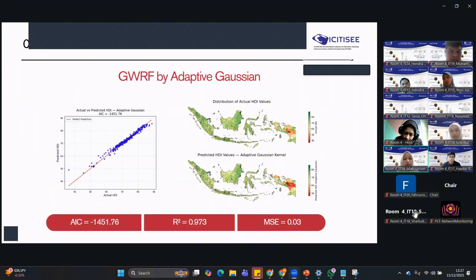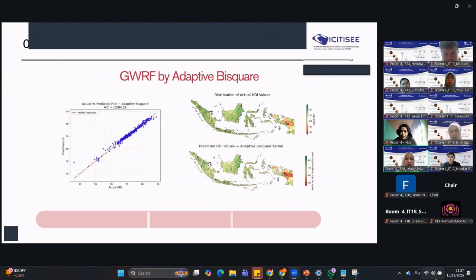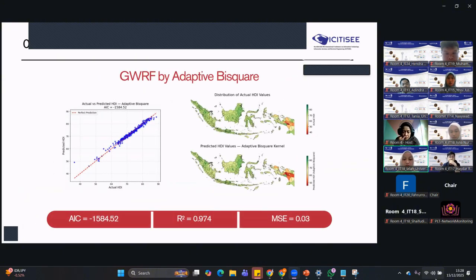The second result is the adaptive Gaussian kernel. The adaptive Gaussian kernel also achieved a high R-squared value of 0.973. However, its AIC value is significantly higher, indicating increased model complexity without meaningful accuracy improvement. Next, the adaptive bi-square kernel produced the highest R-squared value, but the improvement was marginal compared to the fixed Gaussian kernel. Its AIC value remains considerably higher, suggesting a trade-off between accuracy and efficiency.